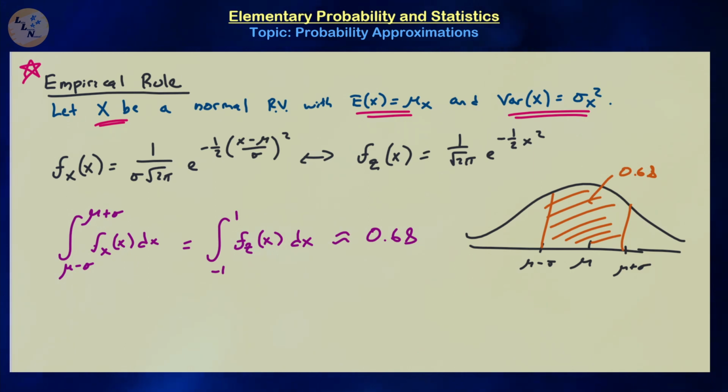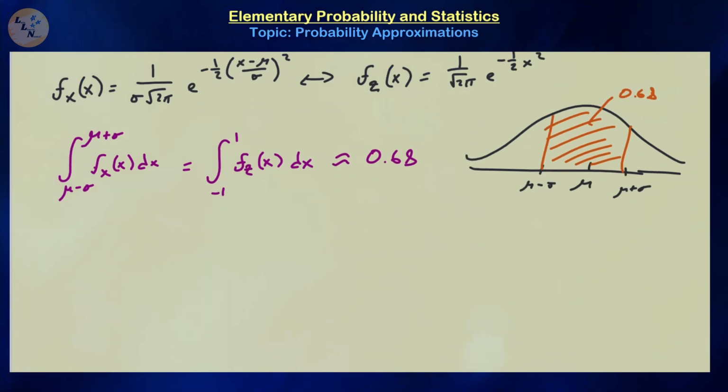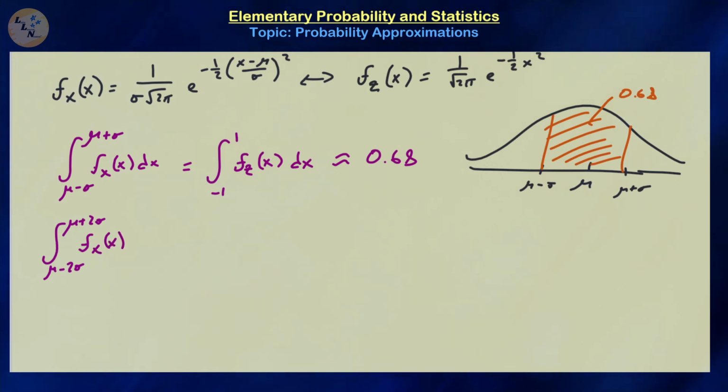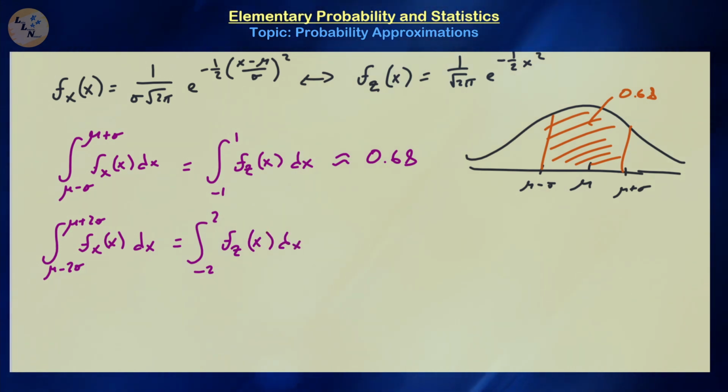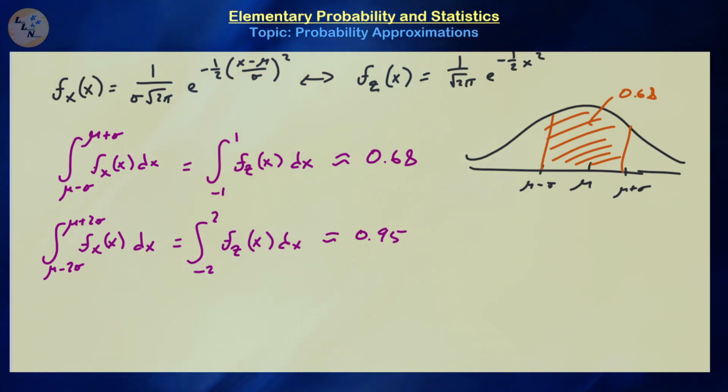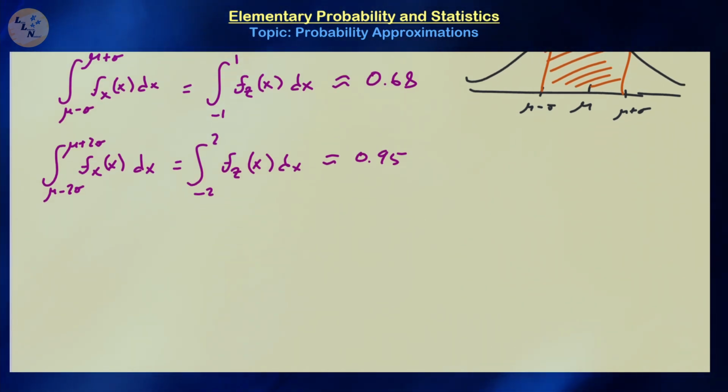Of course we can extend this to 2 standard deviations, 3 standard deviations, and so on. If we go beyond the mean by 2 standard deviations, that's equivalent to integrating from minus 2 to 2 of our standard normal distribution. And one can find that's approximately equal to 95%. So that means 95% of the population is always going to be between minus 2 and 2 standard deviations from the mean. And what about 99%?